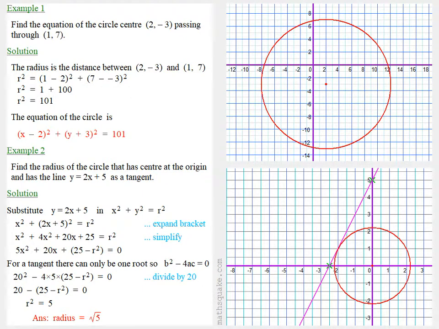If we draw the circle, centre the origin, just touching the line, we see it touches the line at the point (minus 2, 1). From Pythagoras' theorem, we can see that the radius squared is 1 squared plus (minus 2) all squared. And so that's 1 plus 4, which is 5. And so the radius is equal to the square root of 5.